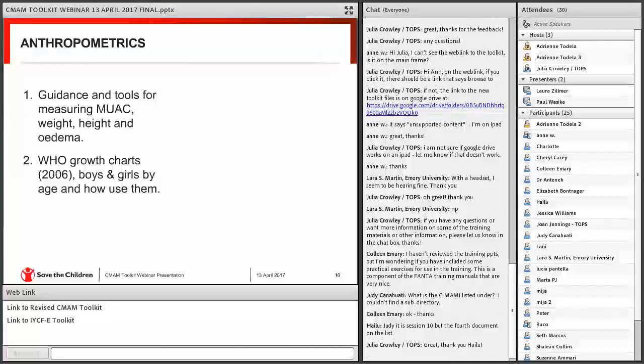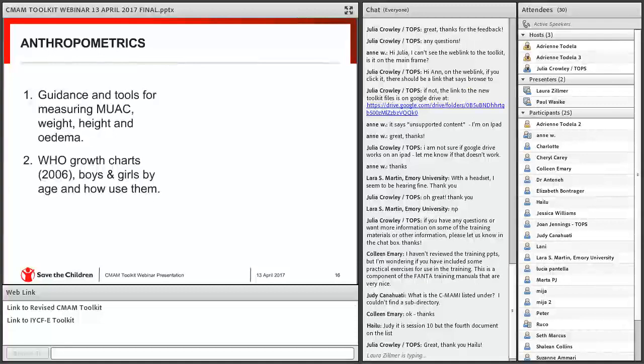But more or less, what we've added are the new growth standards, just for ease of access. Personally, the last time I was looking for the WHO 2006 charts, I think it took me almost 15 to 20 minutes to find them on the WHO site, and I think that's useful time during an emergency response. So they are available.